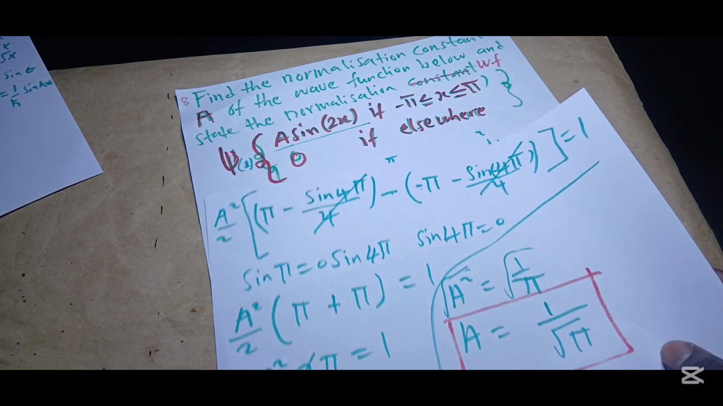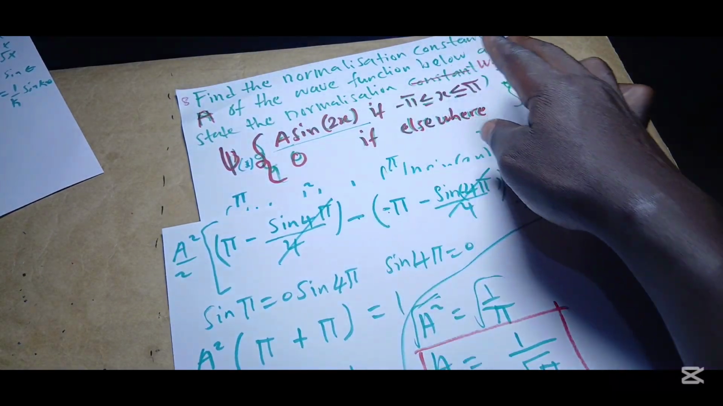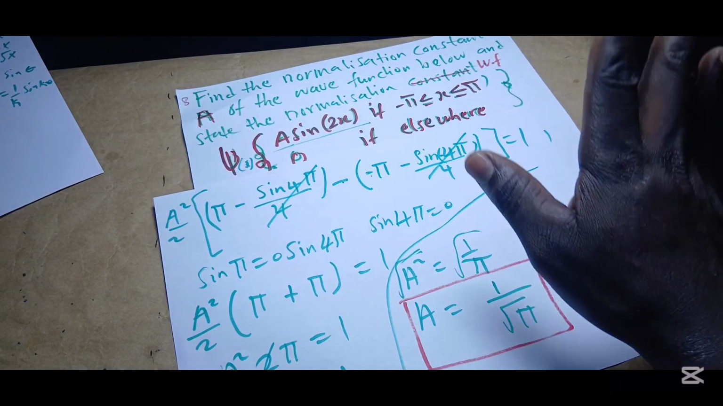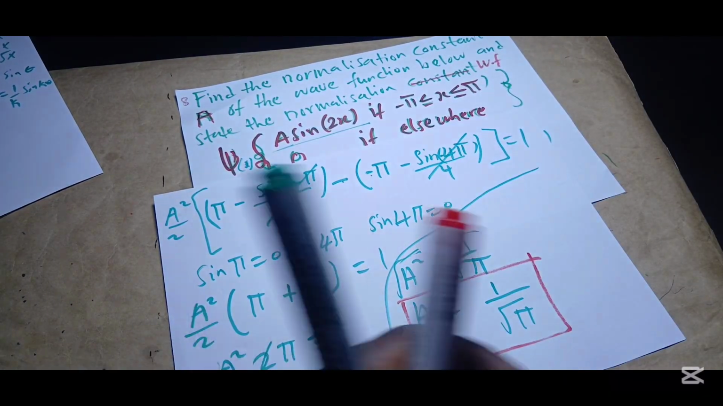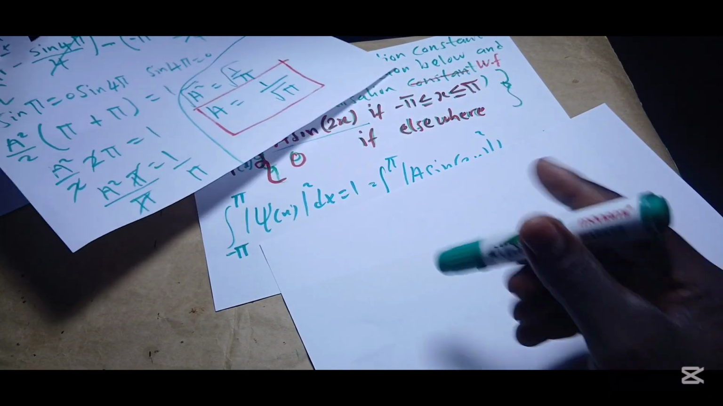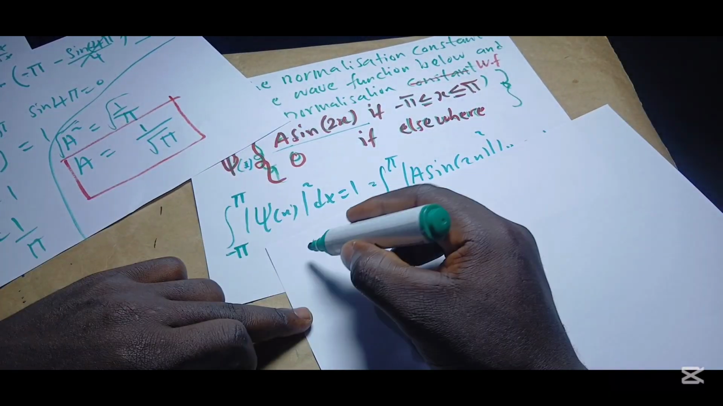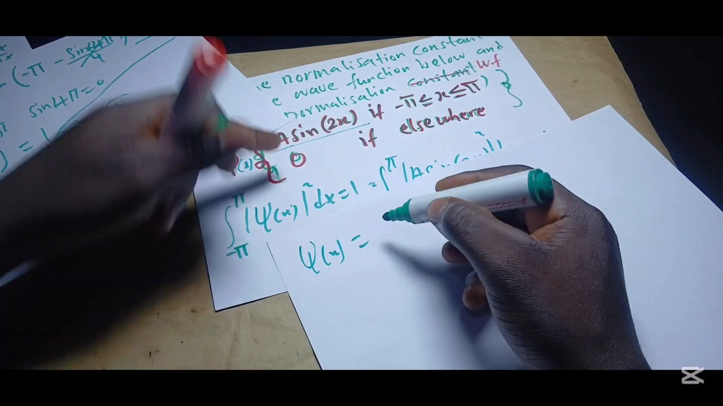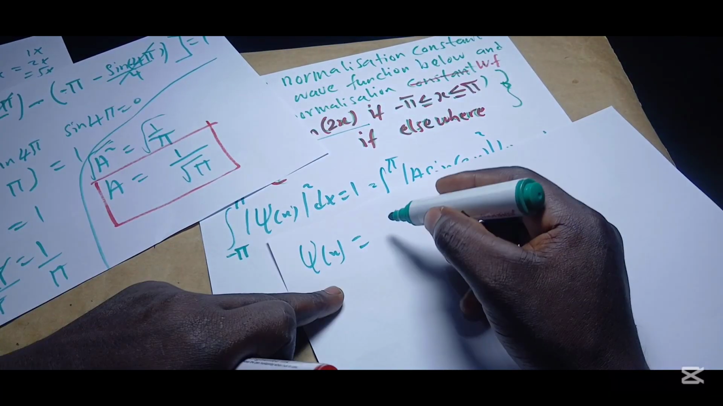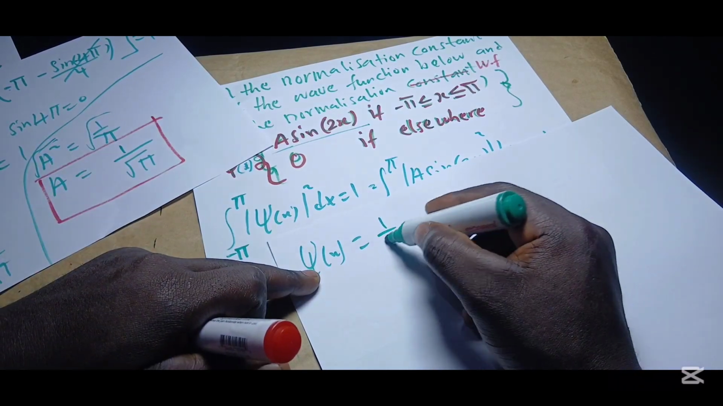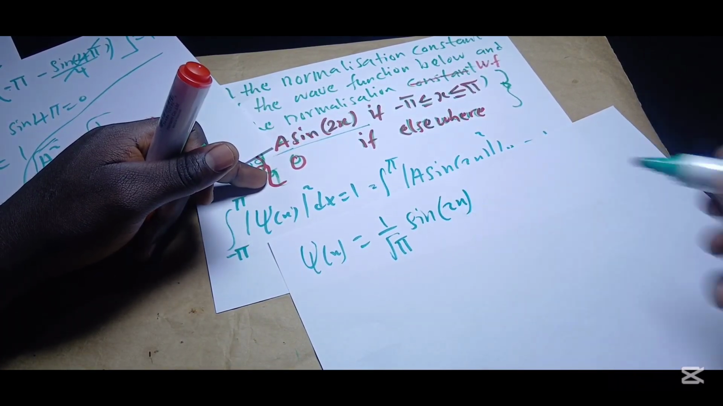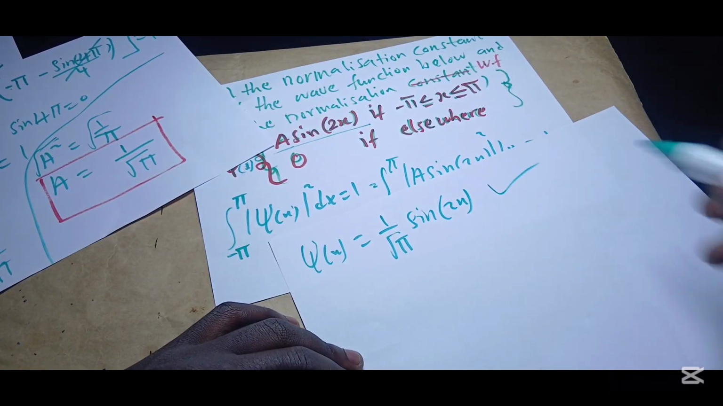So now we were asked to find the normalization constant, which is a, and this is our normalization constant, and normalize the wave and state the normalized wave function. So the normalized wave function is now stated as psi of x equal a sine 2x, and our a now is 1 over square root of pi. So 1 over square root of pi, then sine 2x. So this is a normalized wave function.